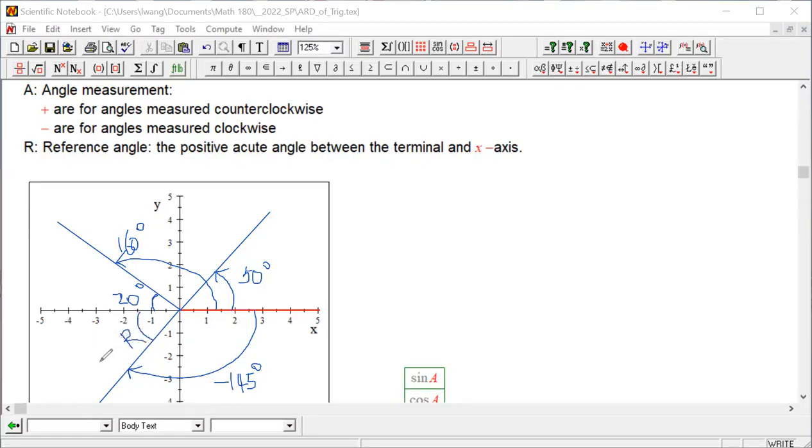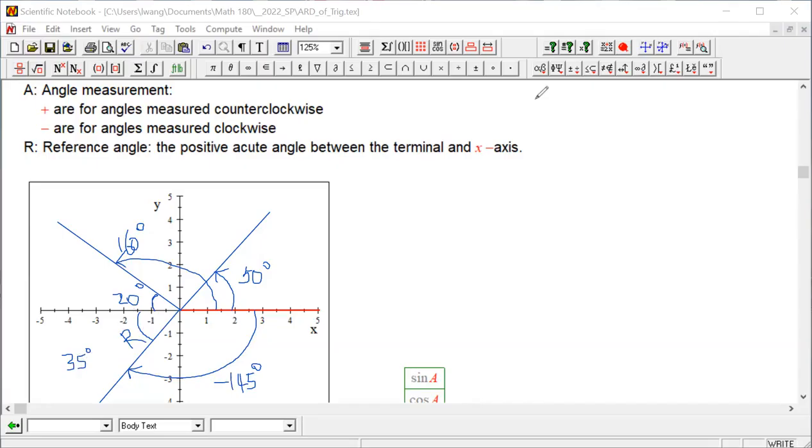And this reference angle, of course, is 180 degrees minus 145 degrees, and that's going to be 35 degrees. All the reference angles are between 0 and 90 degrees. And 35 degrees plus 145 degrees makes 180 degrees. So for negative 145 degrees, its reference angle is 35 degrees.